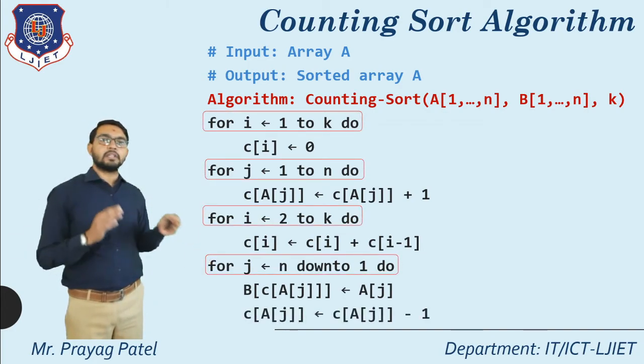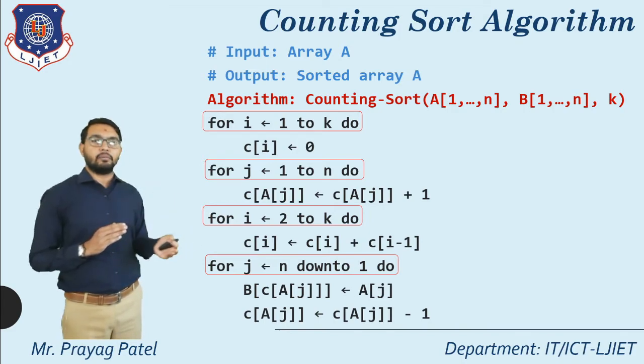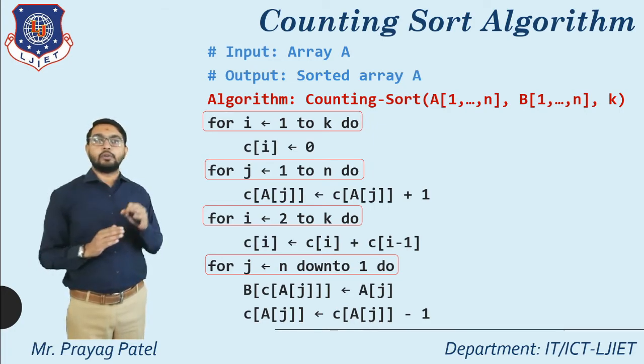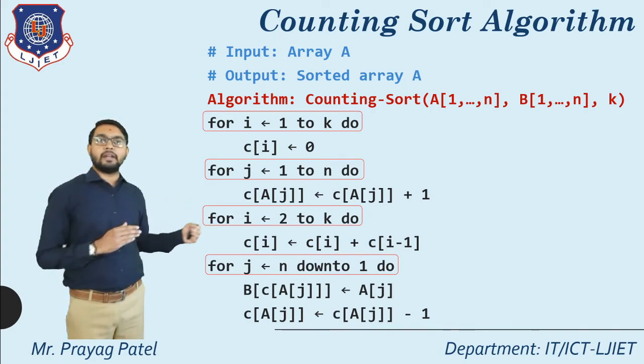And the last step is C of A of j equal to C of A of j minus 1, which means after putting the particular value in array B, you update the array C. So here C of A of j equals C of A of j minus 1.